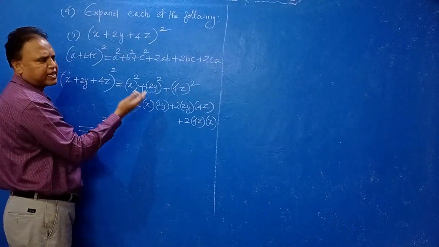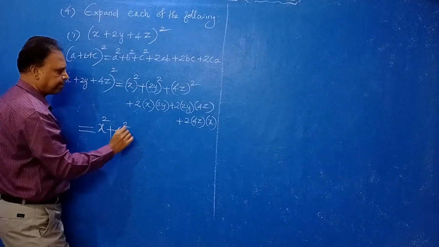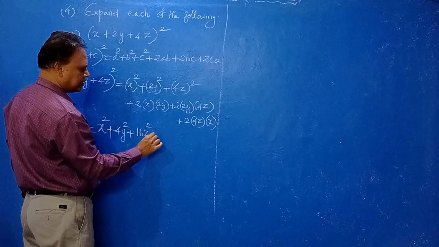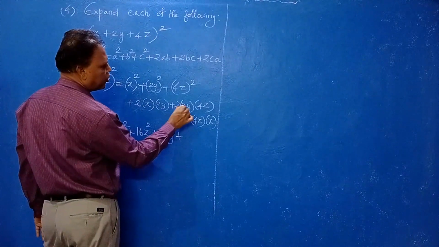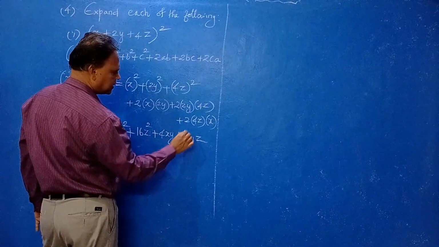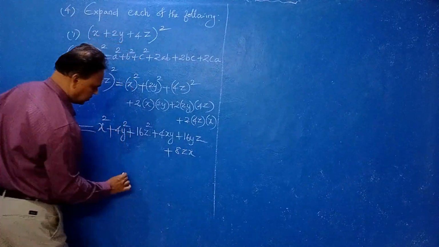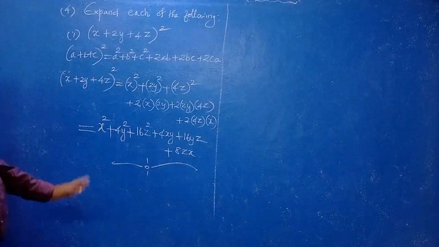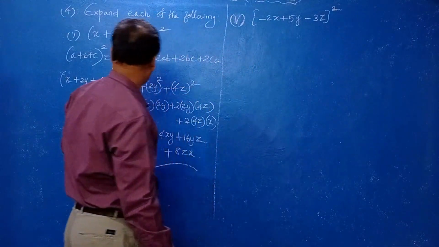Next is simplification, how to do it correctly. 2y whole square means 4y square, plus here 4z square is 16z square, plus 2 into 2 into 4 is 16xy, plus 2 into 2 into 4 into 4 is 16yz, plus 8zx. That's all. Understand?